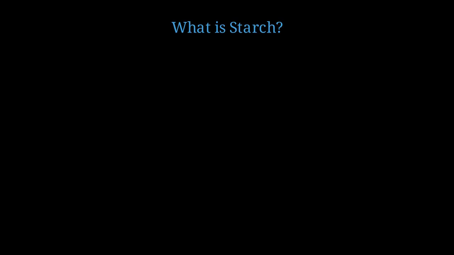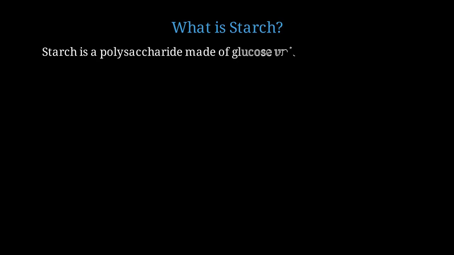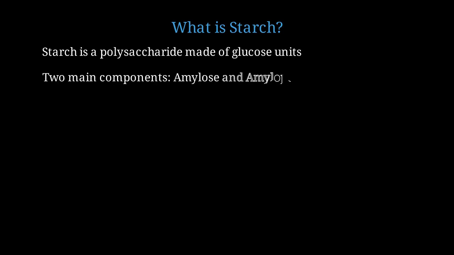Before we dive into the transformations, let's understand what starch actually is at the molecular level. Starch is a polysaccharide, meaning it's a large molecule made up of many glucose sugar units linked together. Starch consists of two primary molecular components, amylose and amylopectin. These have very different structures and properties.